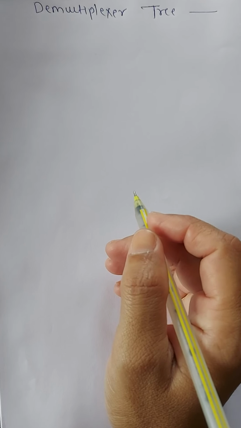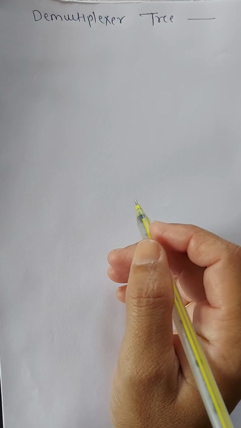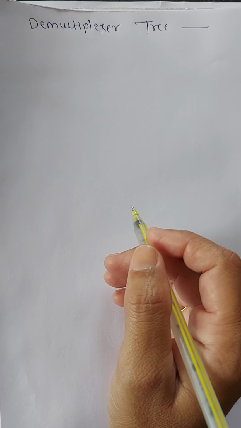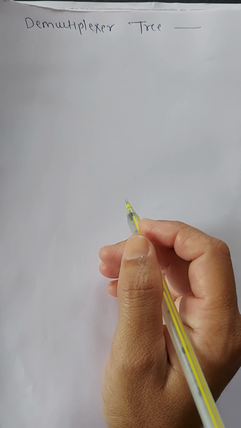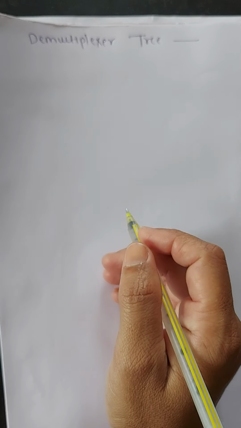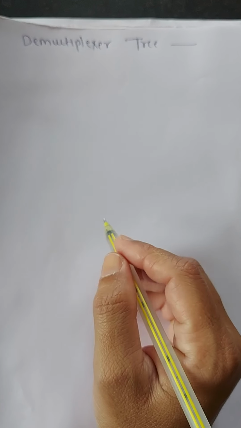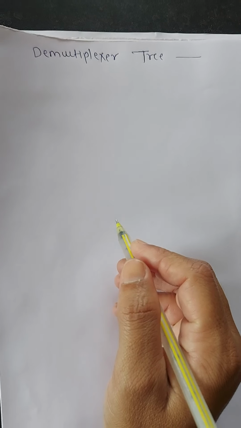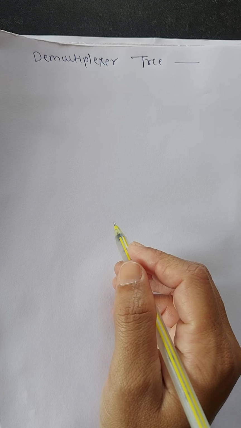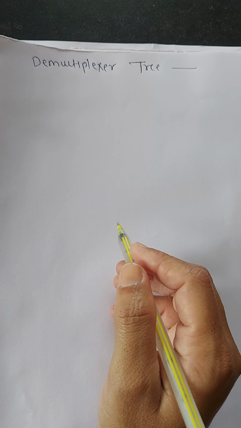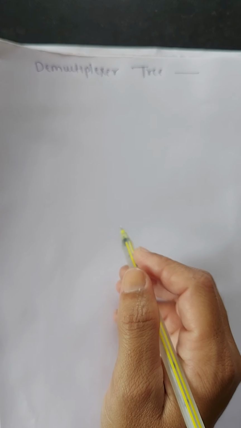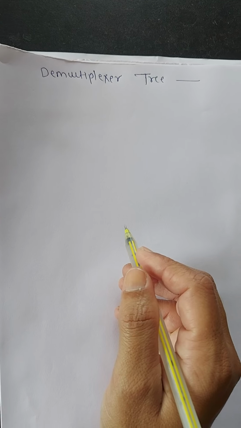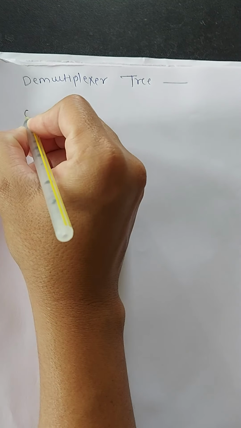Hello students, today we are going to study the next point, demultiplexer tree. Similar to multiplexer, we can construct a demultiplexer having more lines using demultiplexers having fewer lines. This is called a demultiplexer tree. It is also called cascading of demultiplexers, and this concept will be clear by solving problems on the demultiplexer tree.